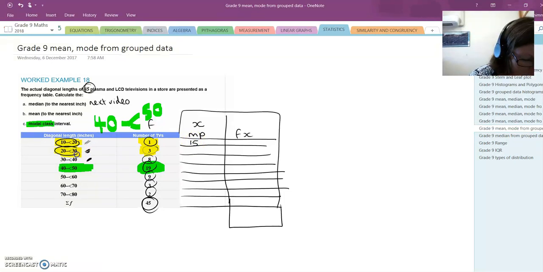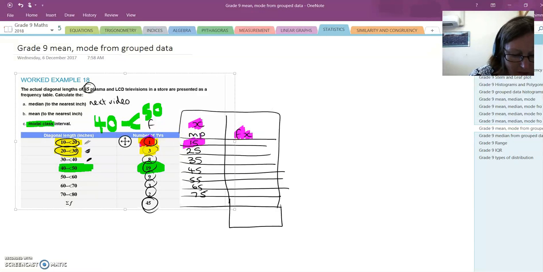So what's the middle score between 20 and 30? Add them together, it's 50, divide by 2, it's 25. You'll see a pattern forming here with me working out the middle scores. Once you've worked out the middle scores, we now can do our FX column. With our FX column, we get our F, and we times it by the X, which is the middle score. So we work out our middle score and call that our X. So we go F times by X.